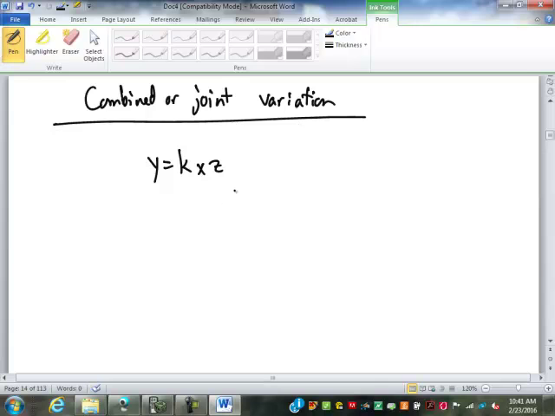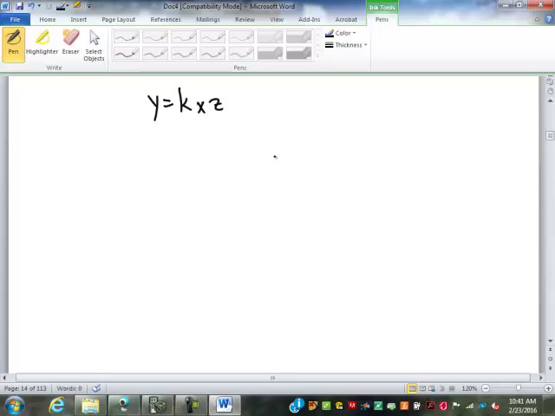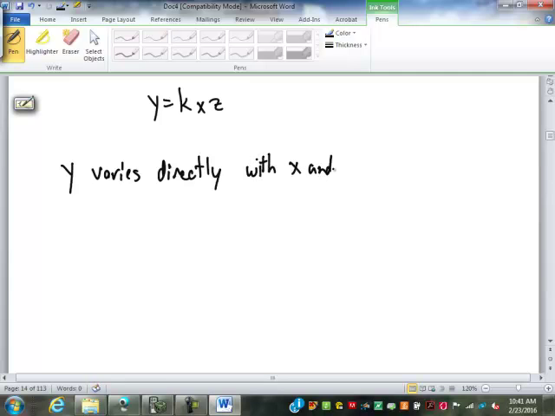But it's not that simple. We have to basically use our own kind of common sense to put them together for each different example. So we might have y varies directly with x and w, and inversely with p.